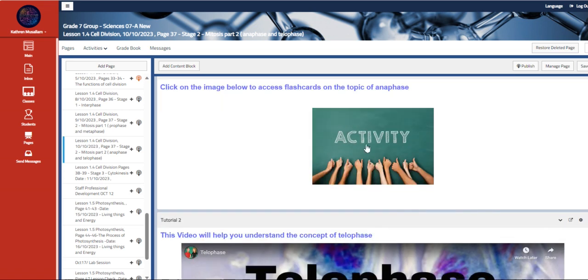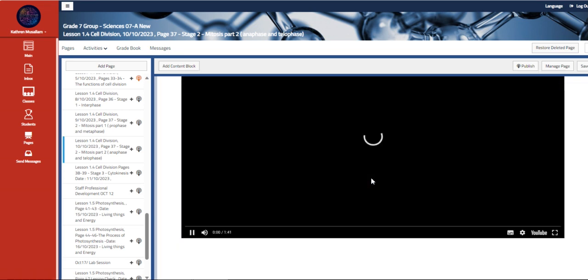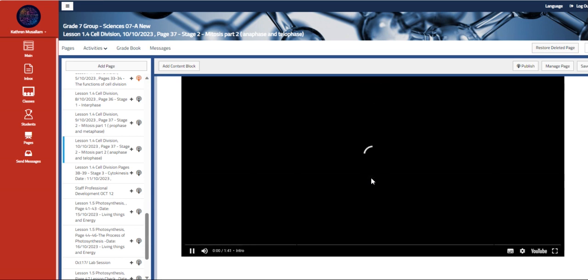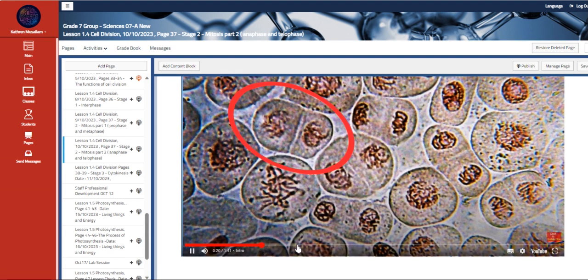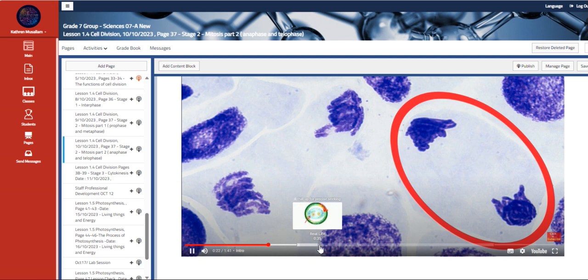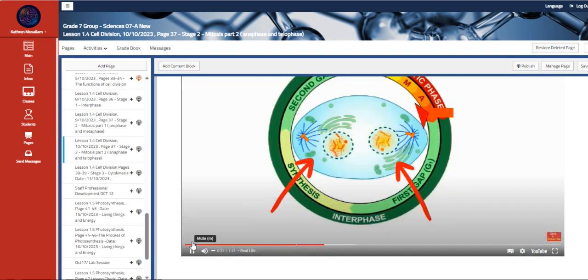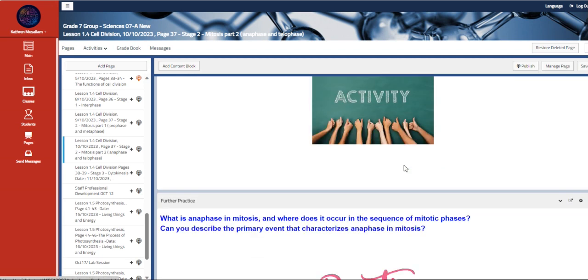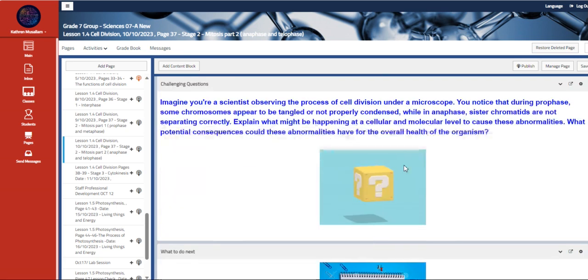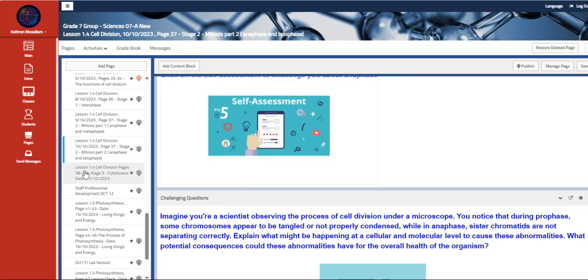Also, we have here flashcards and telophase. Do you recognize that of chromosomes? And we have here flashcards, further practice, and self-assessment.